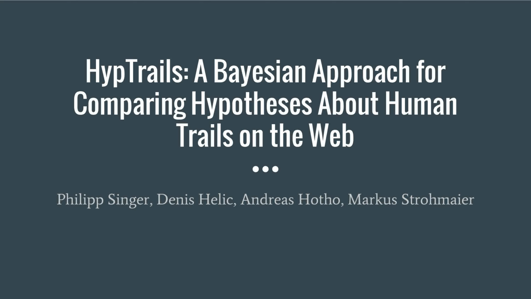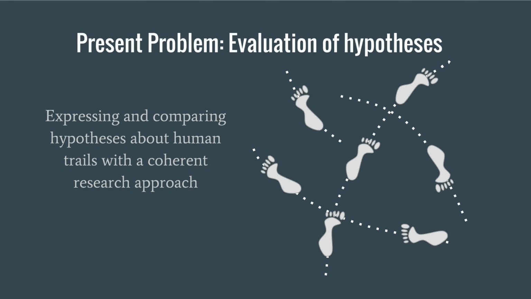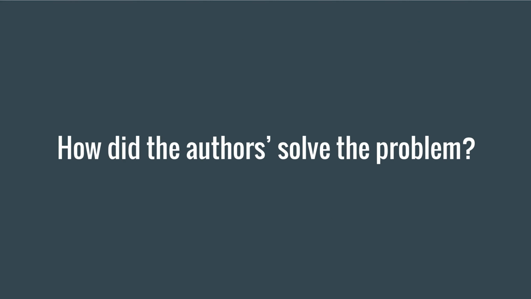The paper HypTrails: a Bayesian approach for comparing hypotheses about human trails on the web. In any kind of activity on the web, we tend to leave our footprints behind. These chains of footprints are not irrelevant. Researchers find it interesting to understand the processes responsible for these trails. Navigation on the web leaves traces of activity called human trails. How do we understand, express, and compare different hypotheses about these trails is the primary problem this paper intends to solve. So, how did the authors solve this problem?